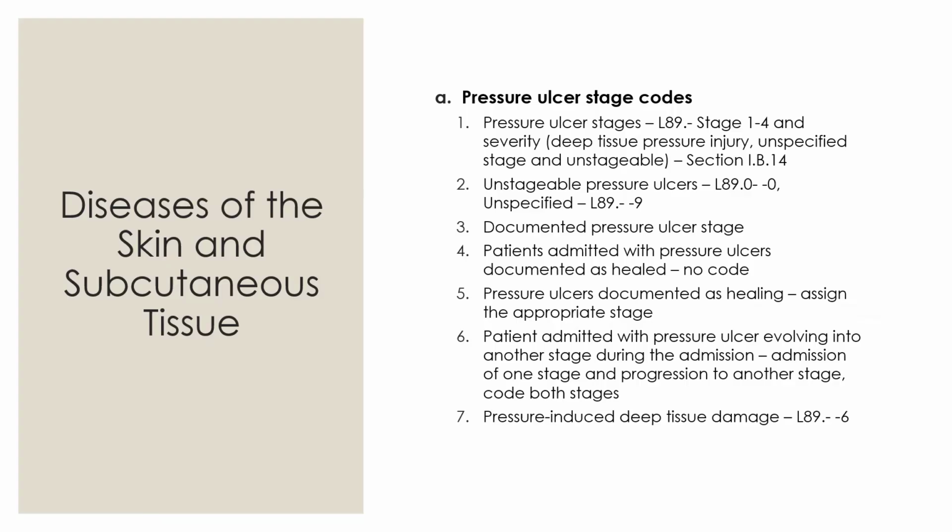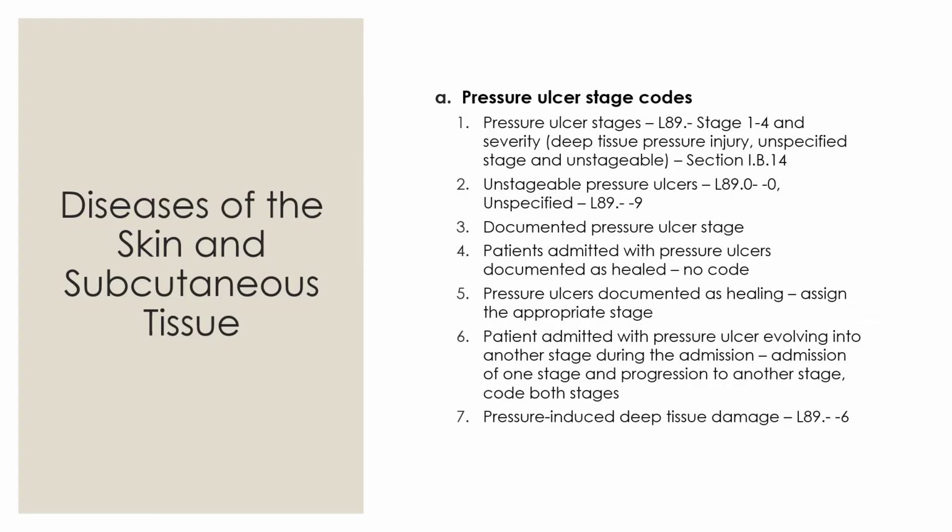For ulcers that were present on admission but healed at the time of discharge, assign the code for the site and stage of the pressure ulcer at the time of admission. Number 6, patient is admitted with a pressure ulcer evolving into another stage during admission. If a patient is admitted to an inpatient hospital with a pressure ulcer at one stage and it progresses to a higher stage, 2 separate codes should be assigned. One for the stage of the ulcer on admission, and a second code for the same ulcer site and highest stage reported during the stay.